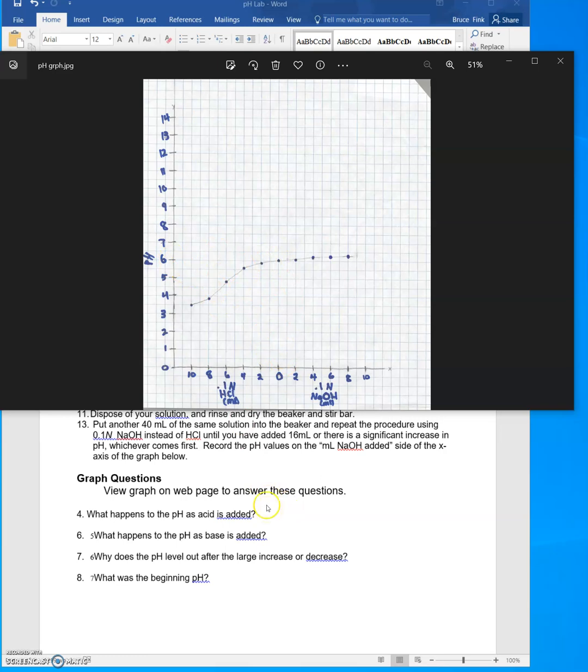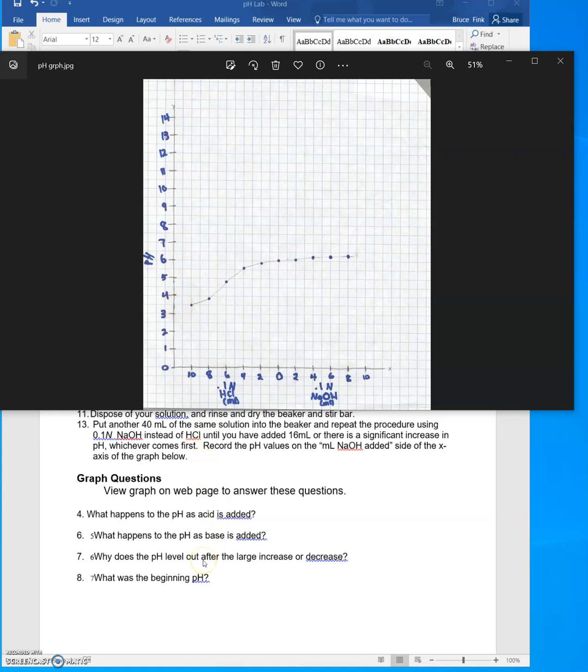So the question is, what happens to the pH as acid is added? And that's referring to the part of the experiment that is described above. I'll let you read that on your own. But as you add acid, you start at 0, you add acid, and you watch what happens, and you'll describe that. What happens to the pH as base is added? Well, as you add base, see what happens to the pH, and you can describe that. In number 7, why does the pH level out after the large increase or decrease? Okay, so you see it decreasing quite a bit, and then it changes less here, and as we'd add more and more, it would change less and less and less.